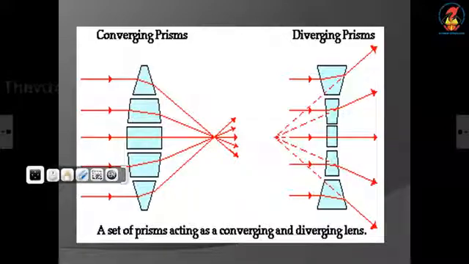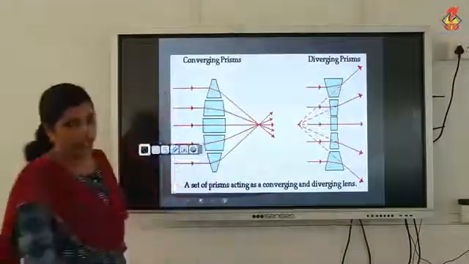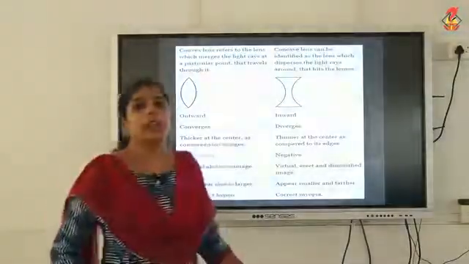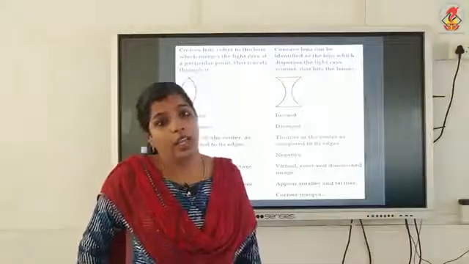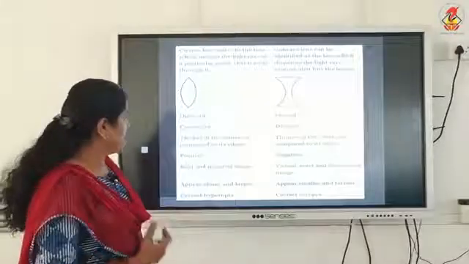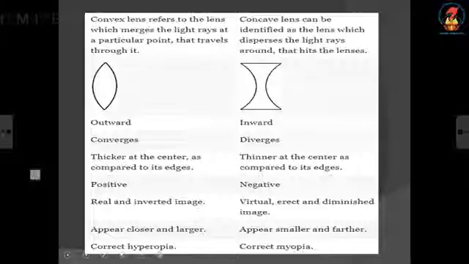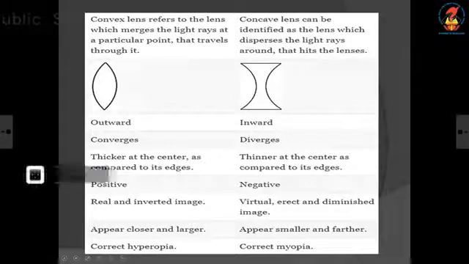The same thing here also. At the center, a line passing through the optical center will not suffer any deviation. In all other cases, it will suffer deviation. There is a difference between convex and concave lens. What is the difference between convex and concave lens? This one is a convex lens. This one is a concave lens.